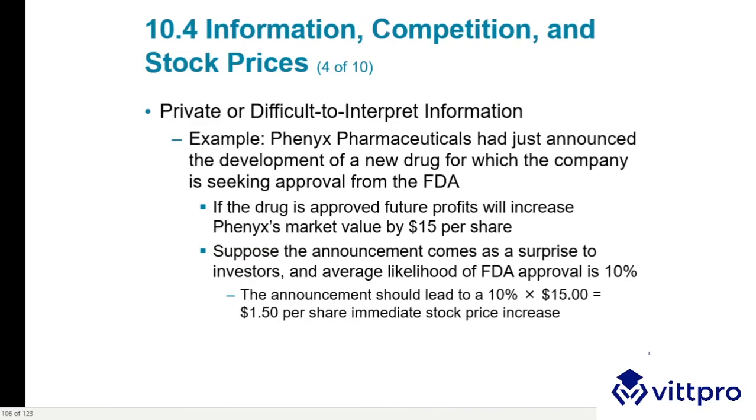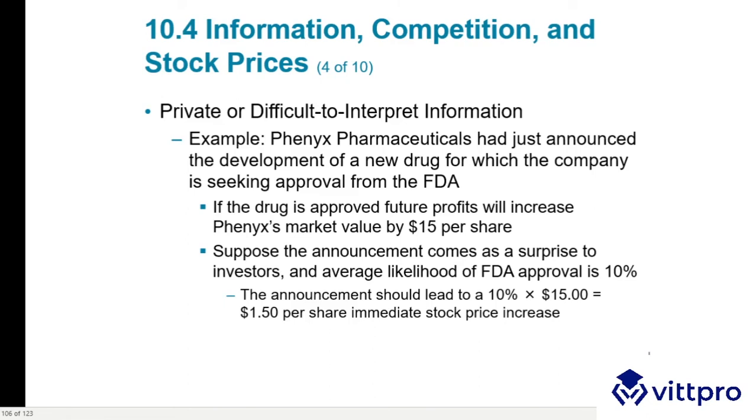Private or difficult to interpret information. Here again, sometimes there is information which is private and difficult. For example, a pharmaceutical company announces a new drug which is seeking the approval of the FDA. They are still seeking, right? If they get approved, they are able to produce, and then their market value will increase by $15. The FDA announcement comes as a surprise, right? And let's say the average likelihood of FDA approval is only 10%. That means the FDA can also reject, right?